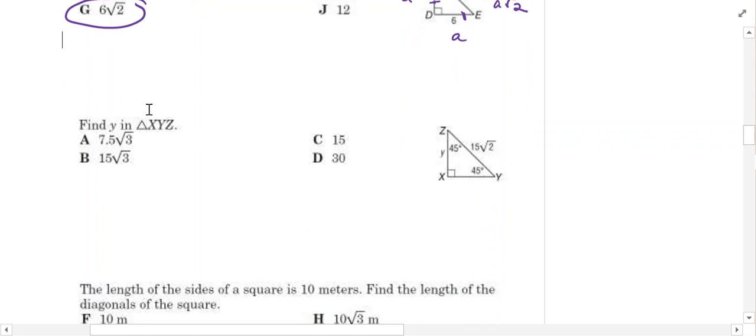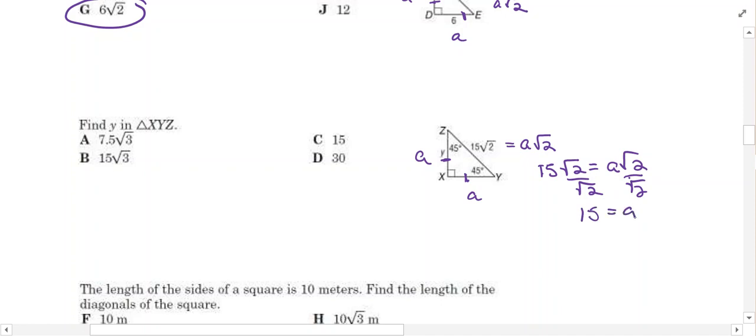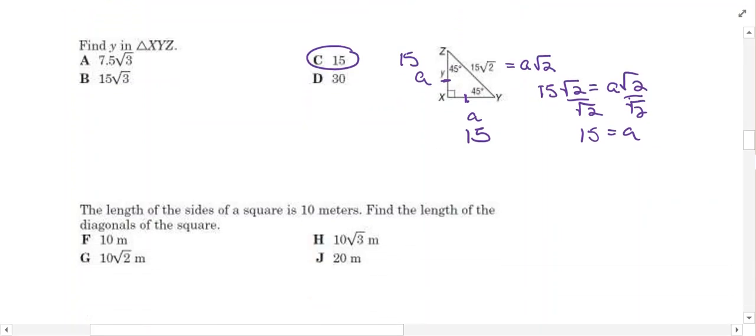The next problem, since this is 45, 45, I know that this is congruent to this, which makes this equal to A rad 2, A, and A. Well, 15 rad 2 equals A rad 2. If I divide both sides by rad 2, I have that 15 equals A. So this is 15, and this is 15. Knowing again the 45, 45, 90 triangles makes this go really fast and saves you time using the Pythagorean theorem.